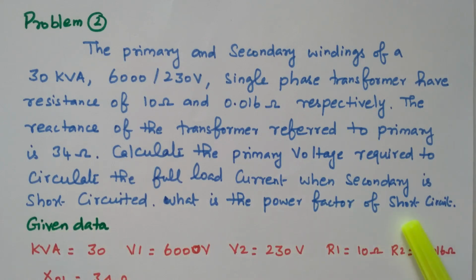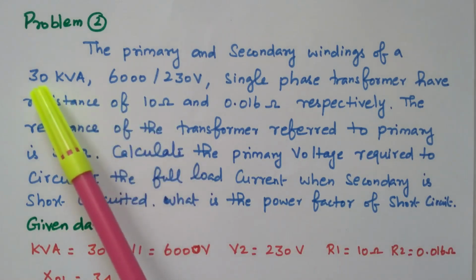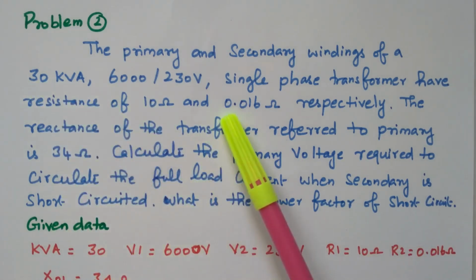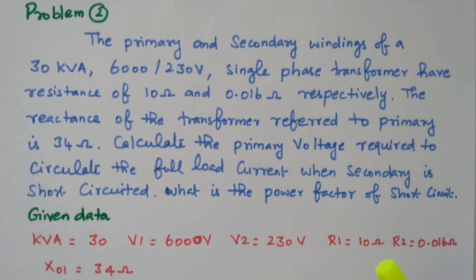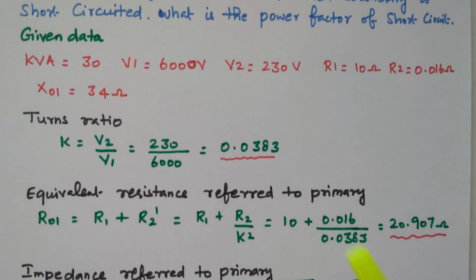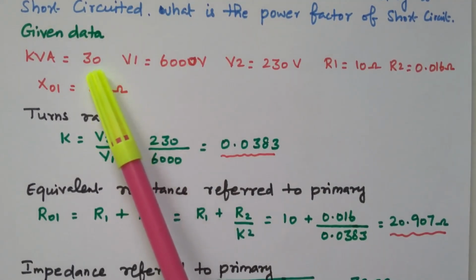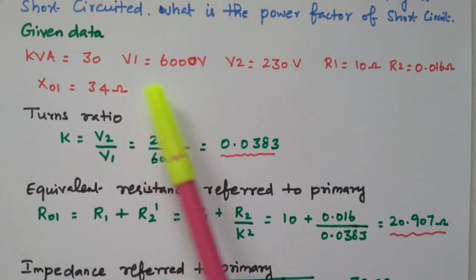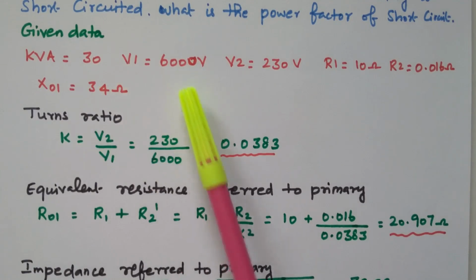This problem comes under the short circuit test. The voltage is given, kVA rating is given, resistance and reactance are given. Now we'll analyze the data given in the problem. The kVA is given as 30 kVA. Primary voltage is 6000 volts.